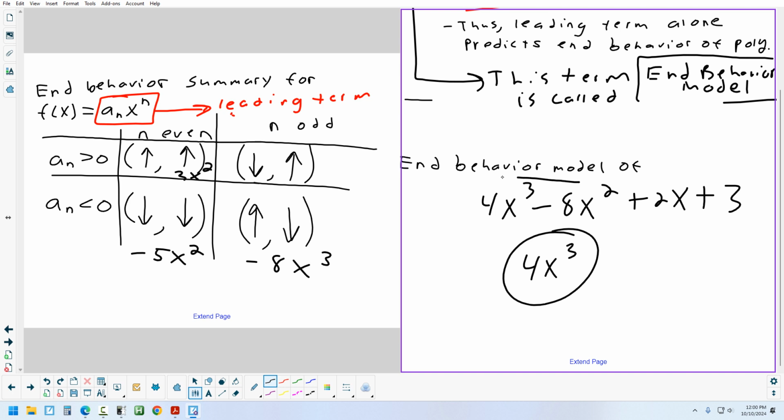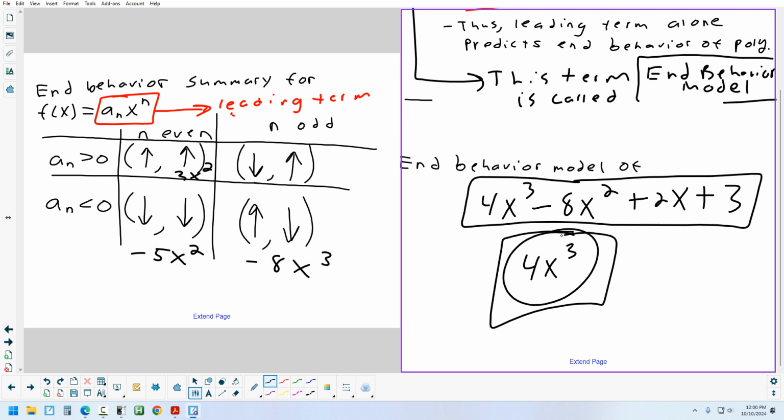So what that means is if you graph this in y1 and you graph that in y2 and you zoom out enough, they're going to look almost exactly the same. This one might take some little twists and turns in the middle, but overall, that is going to describe what it looks like, and that's called the EBM. So it's a very easy thing to find. It's just the term with the biggest exponent. And that's everything that we were going to do in 3.